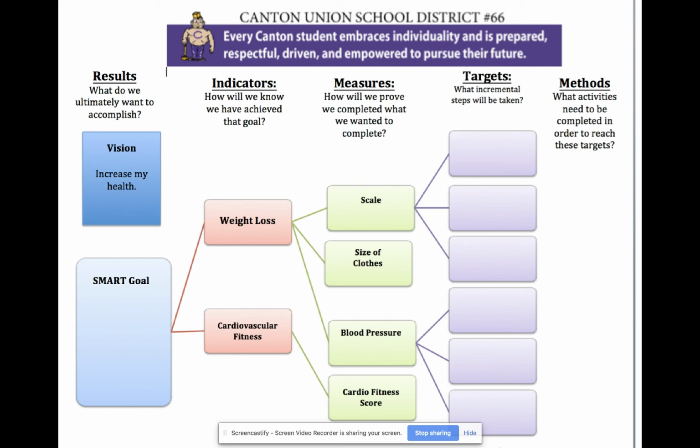Measures should be concrete and tangible. They either demonstrate progress or they do not. A variety of measures should be utilized to validate progression towards a goal.